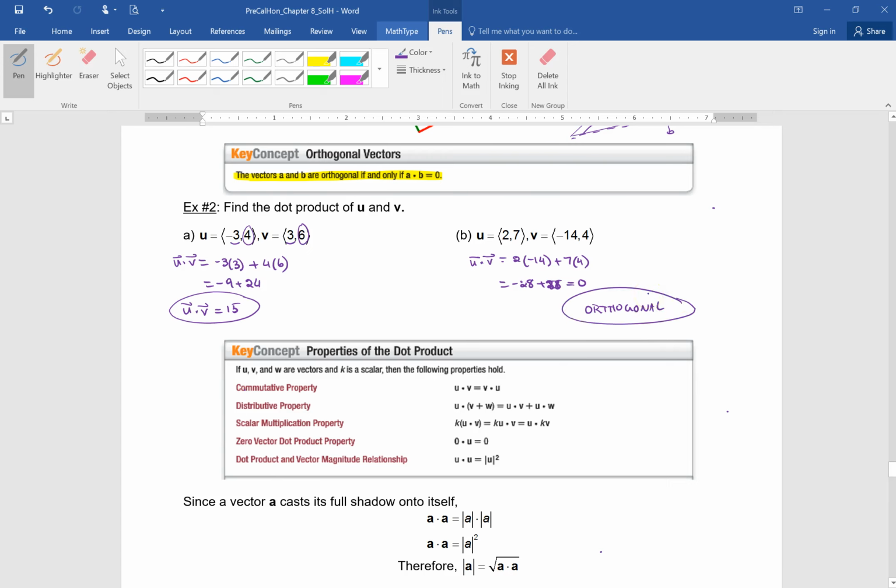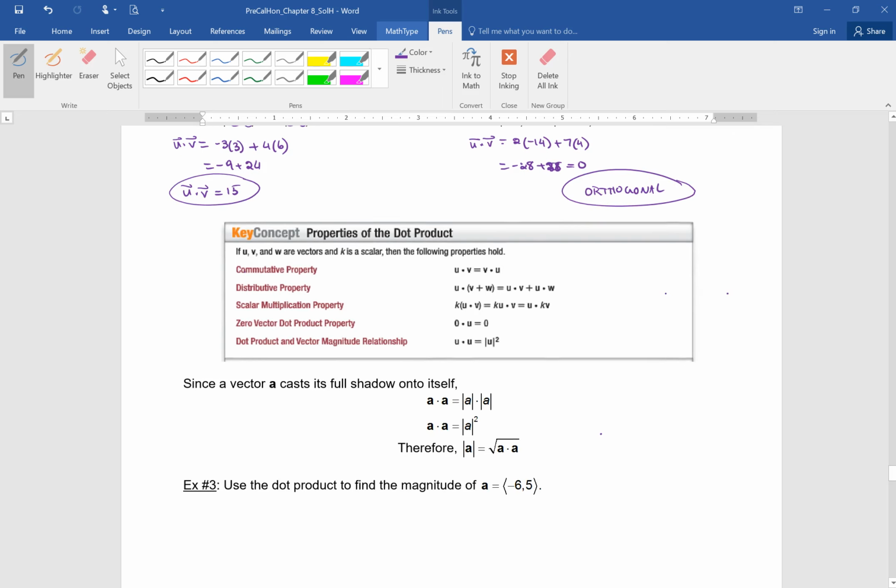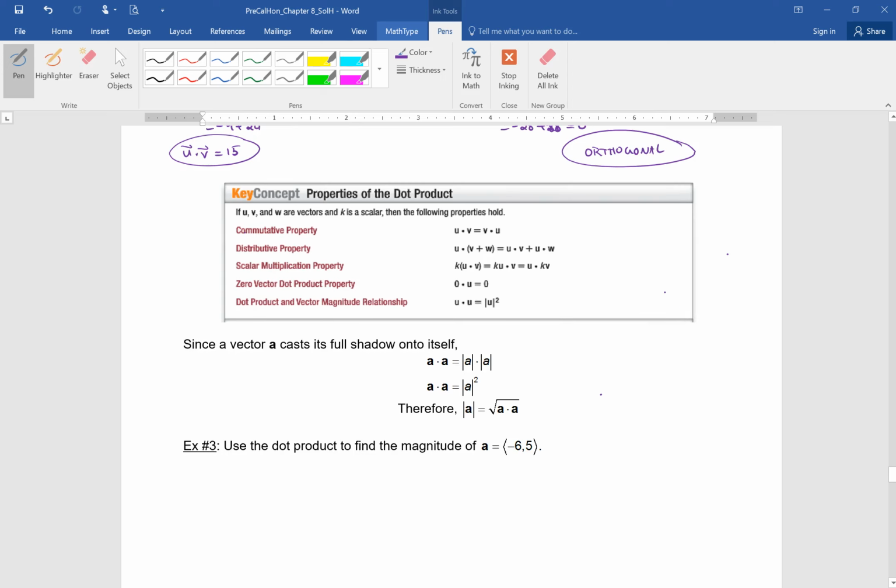Sometimes the test will say, are these two vectors orthogonal? And you have to know. If the dot product is not 0, that means they're not orthogonal. That means the angle between them is something other than 90, okay?